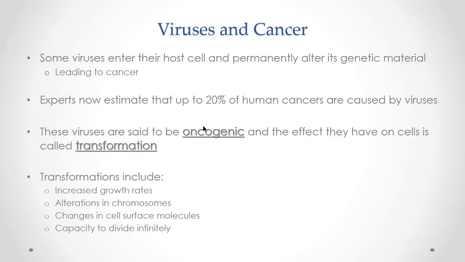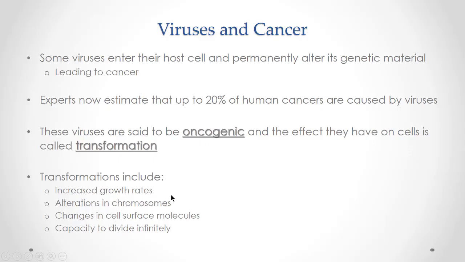And so in the same way that carcinogenic chemicals can alter the DNA and cause cancer, viruses can alter the DNA and cause cancer. Not exactly the same mechanism, but the same general outcome. So these are said to be what are called oncogenic viruses, and the effects they have are called transformations. Transformations can be highly variable, but some generalities here.